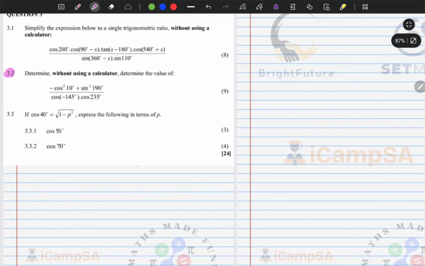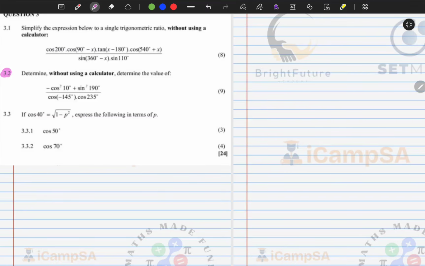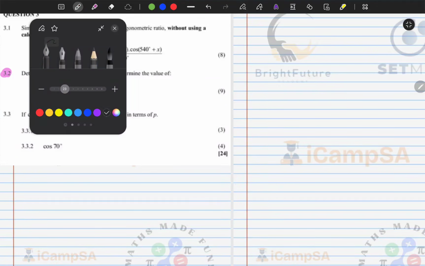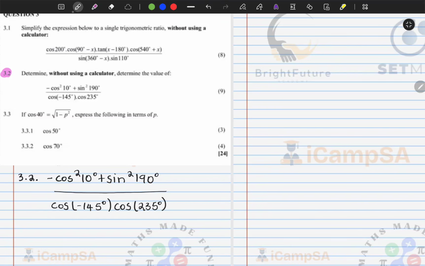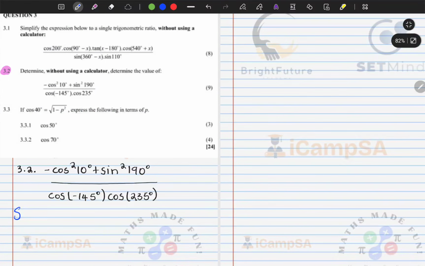Okay, we're looking at that now. They are saying simplify without using a calculator this here. So let's go ahead. We're looking at 3.2. So we're given negative cos squared of 10 degrees plus sine squared of 190 degrees, and this is divided by cos of negative 145 degrees, then times cos of 235 degrees.